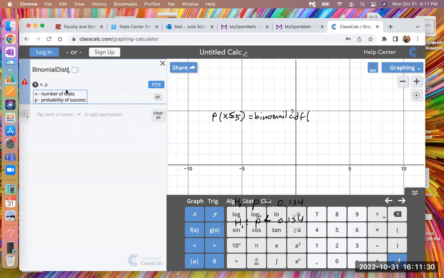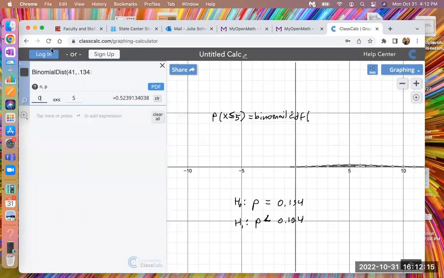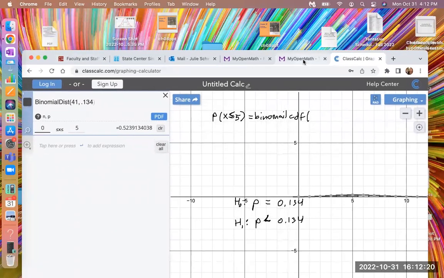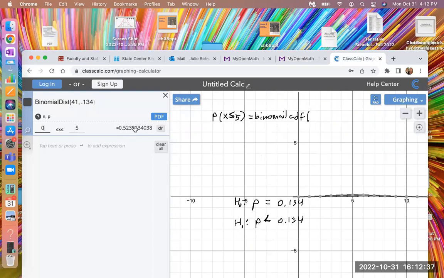It's looking for the N and P, the number of trials and the probability of success. The number of trials was 41, because that's the number in your sample. The probability of success is what we assume to be true in the null hypothesis, 13%. Then we want to know 5 or less, so between 0 and 5 would be fine. And we get 0.5239. That is our p-value for this first part, which is really big for a p-value.